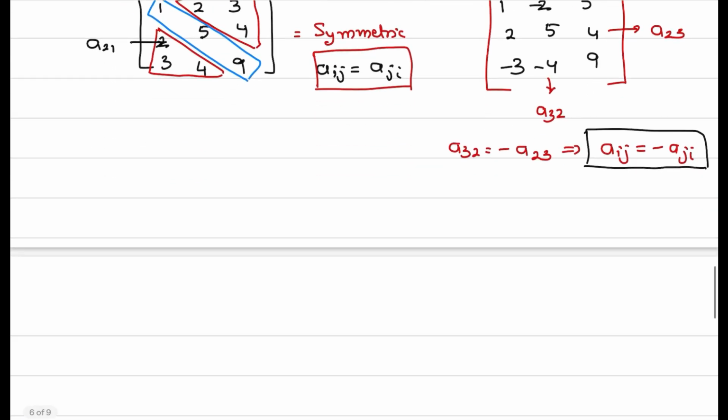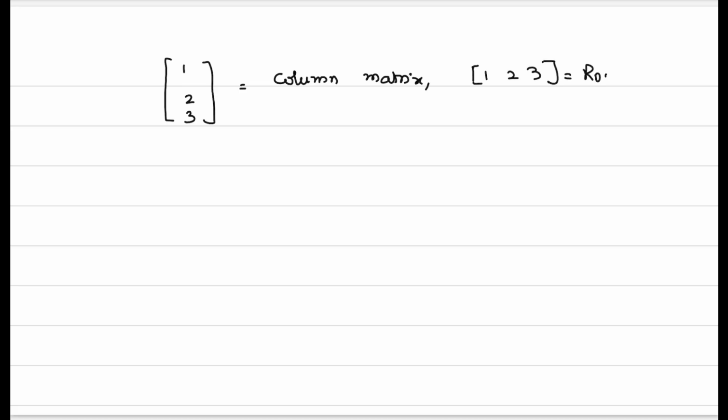Now, we understood various types of matrices. One is column matrix, and another one, row matrix. Only one column is there, like 1, 2, 3 is a column matrix. 1, 2, 3 in a row is a row matrix.